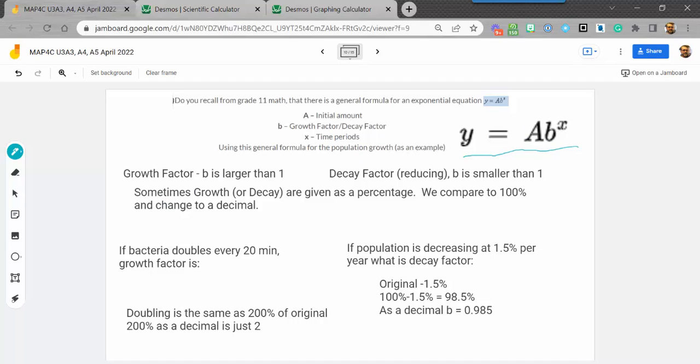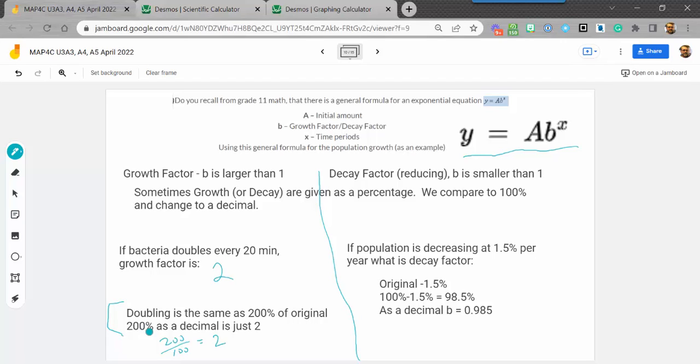So the growth factor says, what if we want to double every 20 minutes? Well, then the growth factor, I've kind of separated this here into growth versus decay, would be 2 because we're doubling. Okay, and I could think of it this way: doubling is the same thing as 200% of the original, and 200% as a decimal is just 2. So that's one way of doing it.